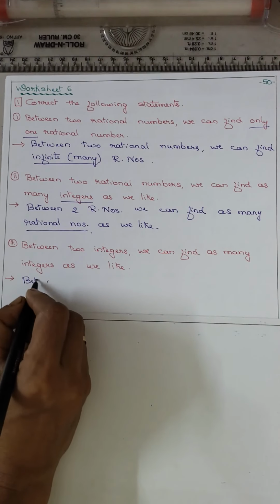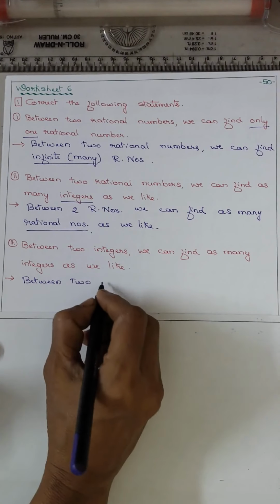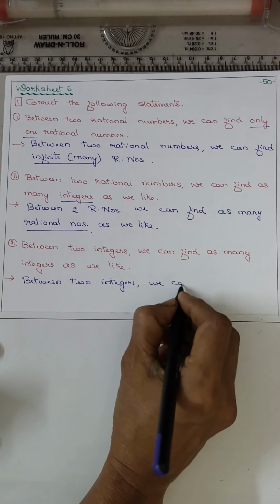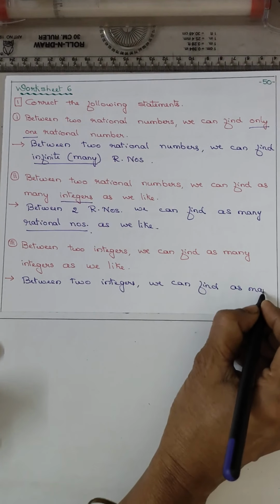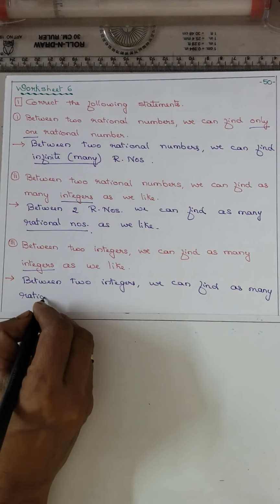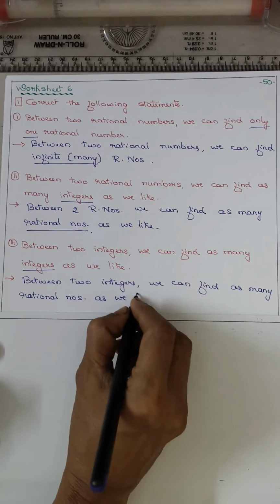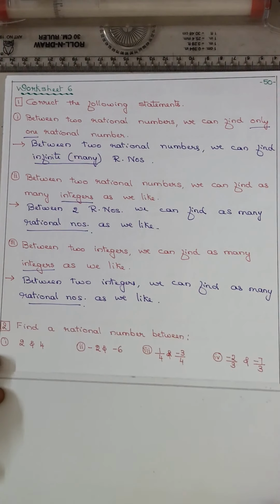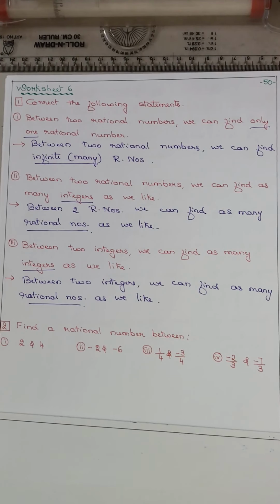So between two integers, we can find as many integers is the wrong answer; rational numbers as we like. Is it okay? Now coming to find a rational number between 2 and 4.